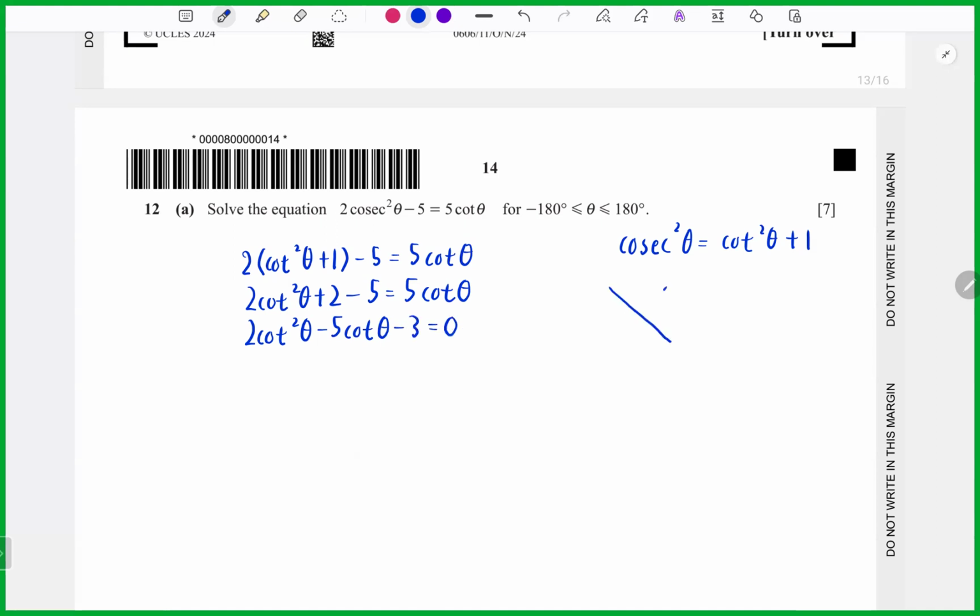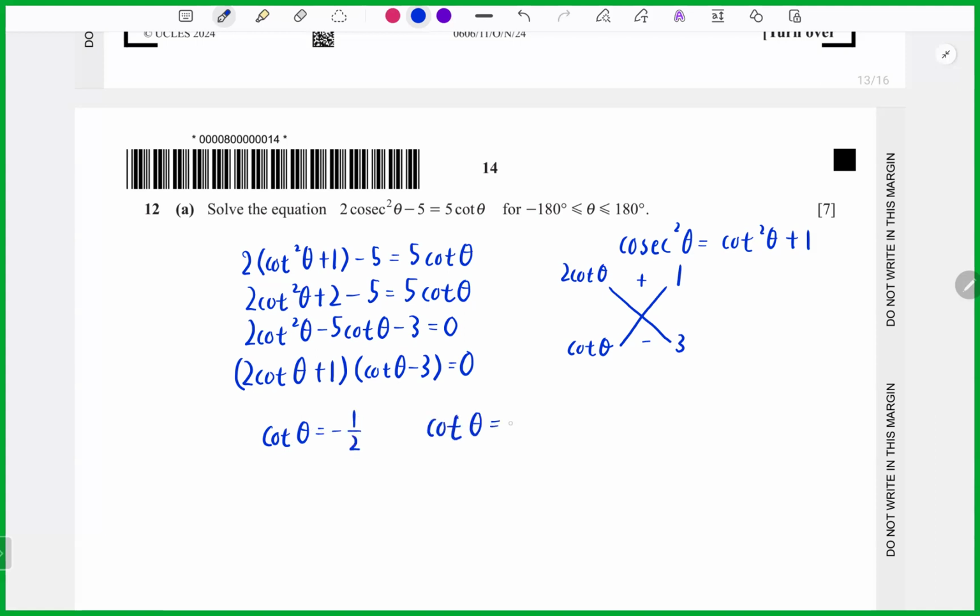So now I need to do the factorizations. 2 cos, 3 ones. Okay, so minus, positive, plus. So cos equals to negative 1 over 2, and one more is cos equals to 3. So you will get tangent equals to negative 2, and tangent equals to 1 over 3.